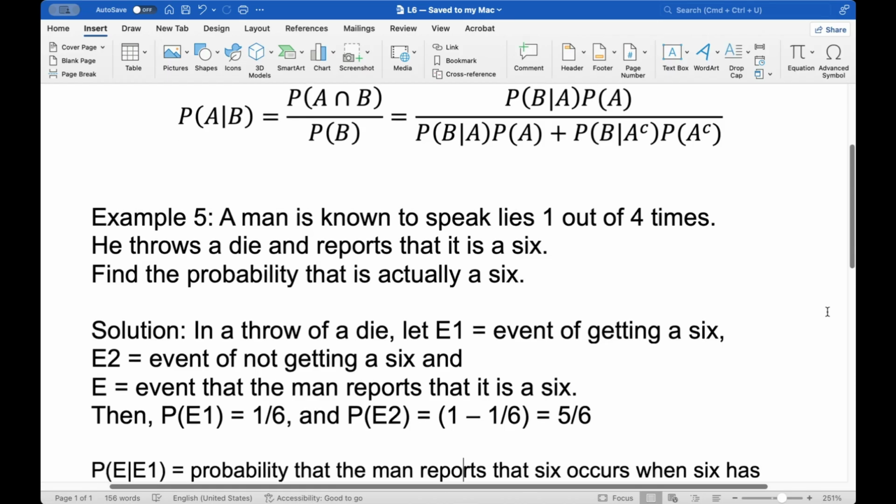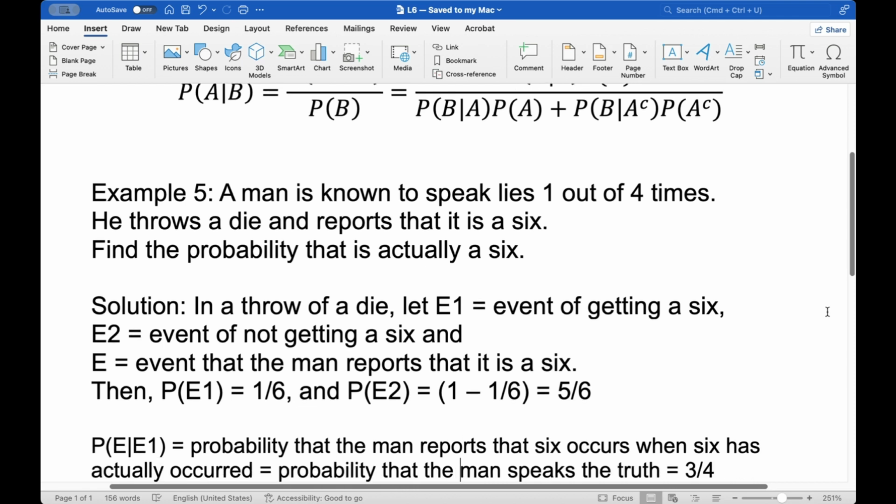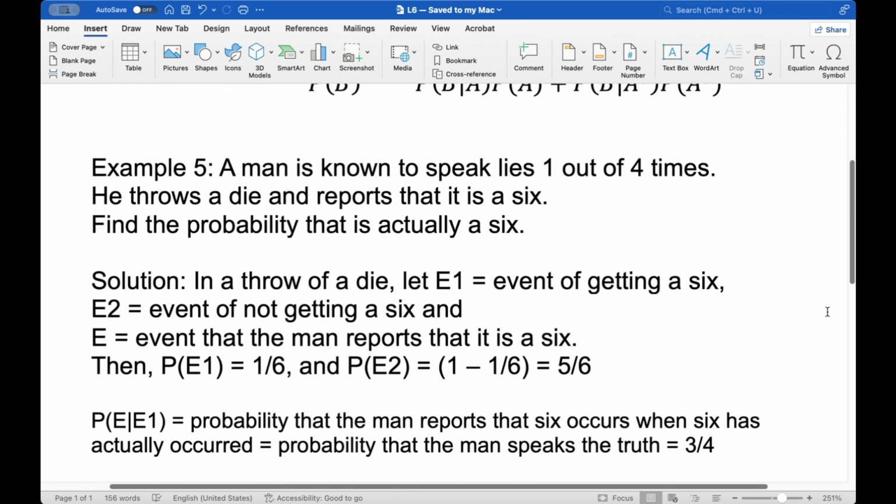So the probability of E given E1 is the probability that a 6 is reported given that the 6 actually occurred. Now, under that circumstance, that would be telling the truth, that a 6 was rolled and it was reported.